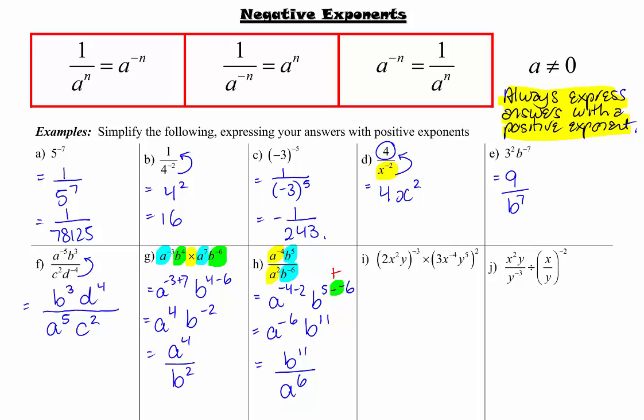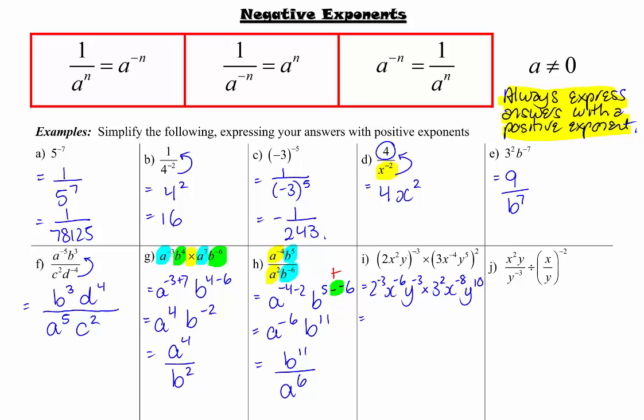Now next one I'm going to do the powers first. So I've got 2 to the negative 3. X 2 times negative 3 is negative 6. Y 1 times negative 3 is negative 3. Times 3 to the power of 2. X negative 4 times 2 is negative 8. Y 5 times 2 is 10.